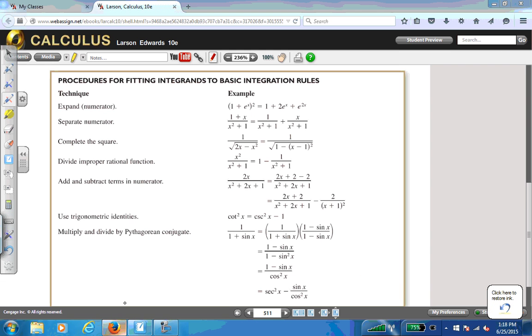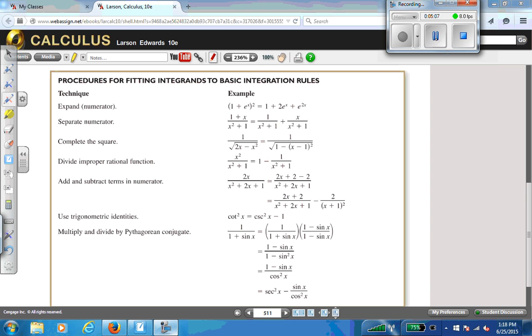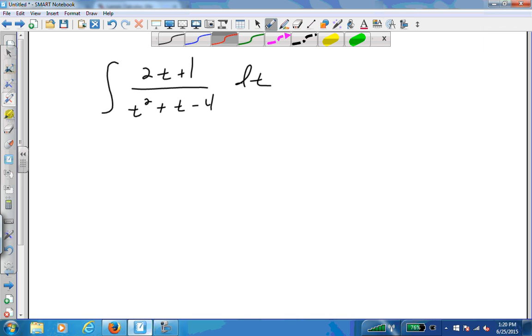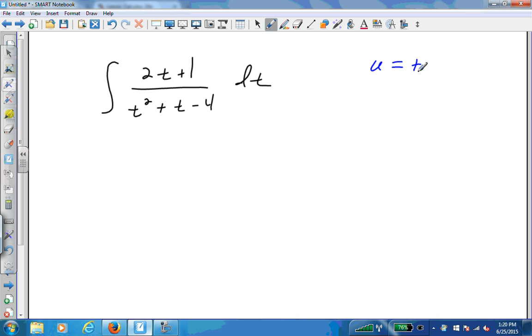So we're just going to go through a variety of problems, practice integrating these, look at using some of these different techniques. So let's go back to the problem here at hand. This one, notice the degree on top is 1 degree less than that on bottom. So let's just try, what if u were to be t squared plus t minus 4?